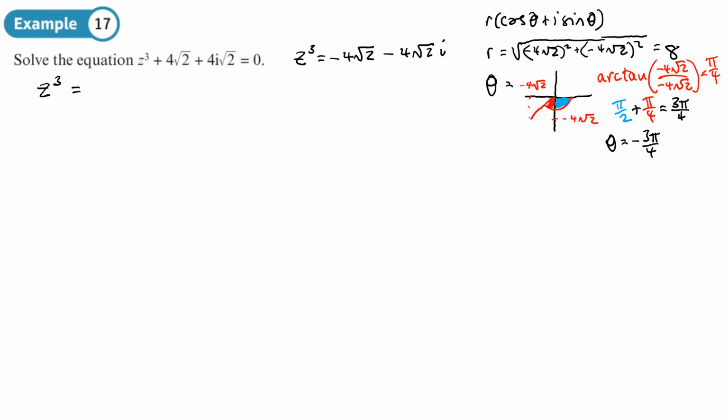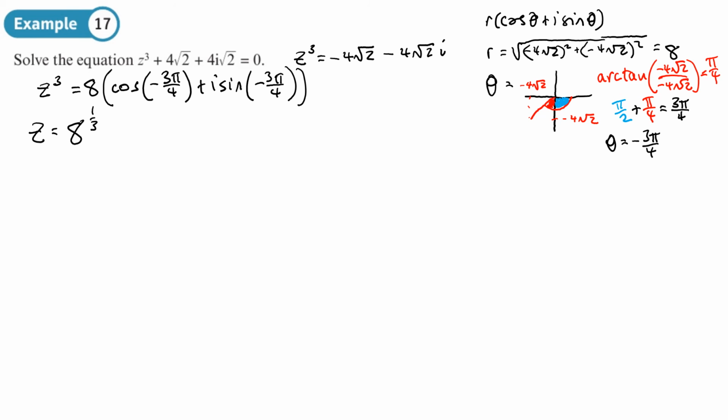Right, so now let's write it in the form where we have r cos theta plus i sin theta. So r is 8, cos negative 3 pi over 4 plus i sin negative 3 pi over 4. Okay, so we're going to do the cube root of both sides, which means cube rooting r, and it means dividing the argument by 3.